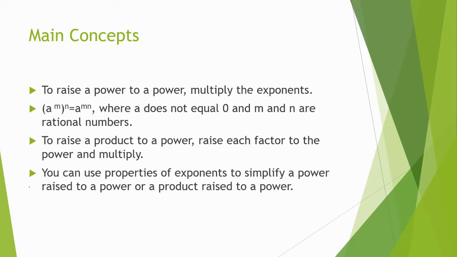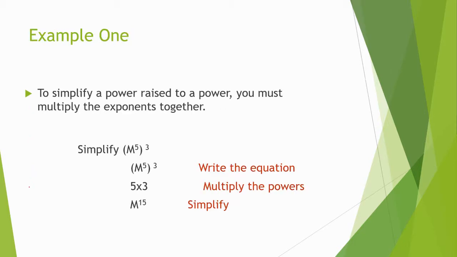Okay, so we're going to multiply the exponents. Power of a power means multiply the exponents. That's what we see here, and this is where a does not equal 0. They're saying the base cannot be 0 here because obviously we'll just zero everything out. And to raise a product to a power, raise each factor to the power and multiply. You'll see the examples easier than anything else. Some of these are a little hard to do in Microsoft PowerPoint, but we got to work.